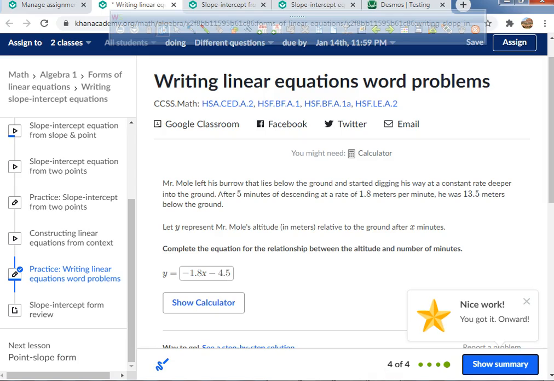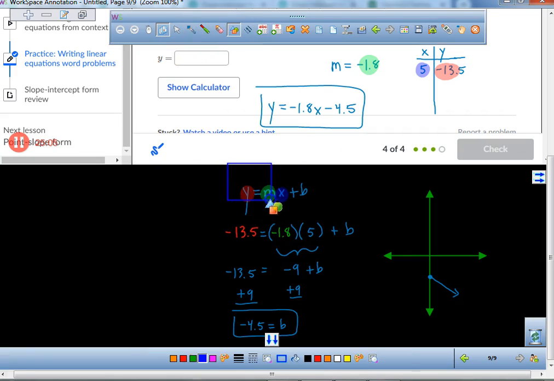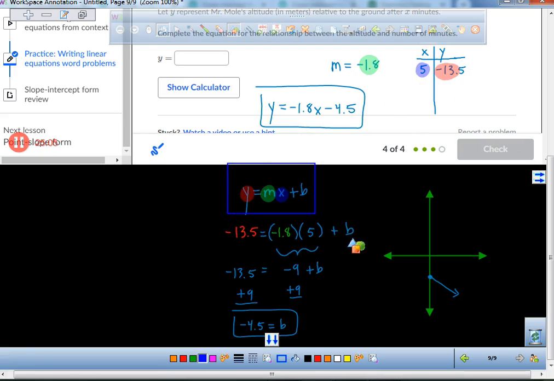You actually have to know how to use this formula, y equals mx plus b. So quick little review. Take your slope, plug it in. Take your x value, plug it in. Take your y value, plug it in. And then solve for your b value. And then you can write your answer in slope-intercept form. That's it.